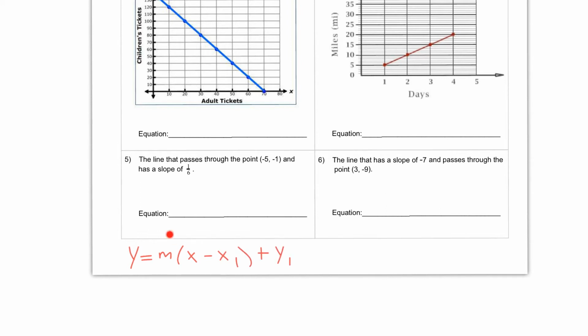In the equation, the m value represents our slope, just like we had the slope in our other equations. But instead of needing a y-intercept, we're using a point. This x sub 1 and this y sub 1, that's our ordered pair.